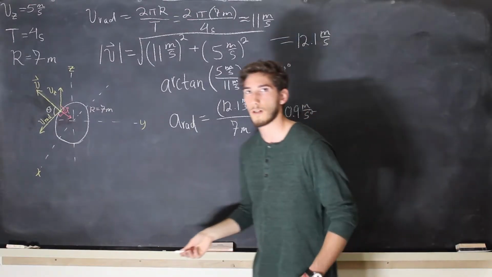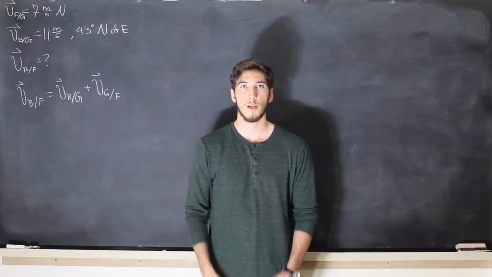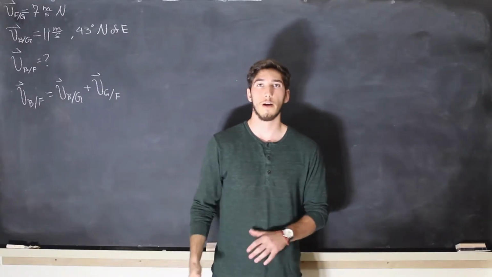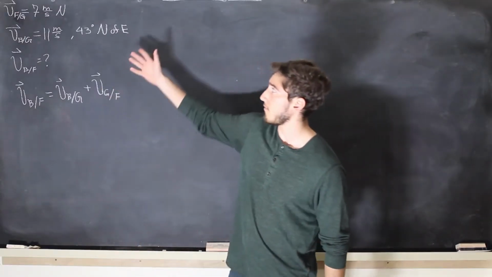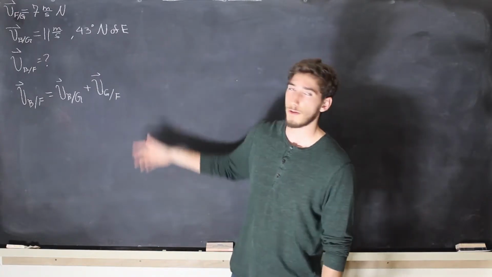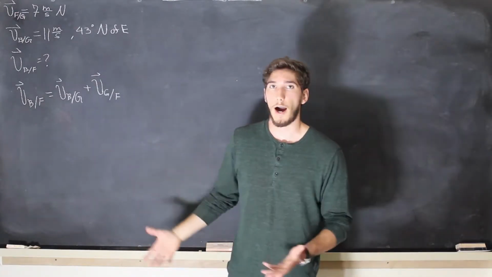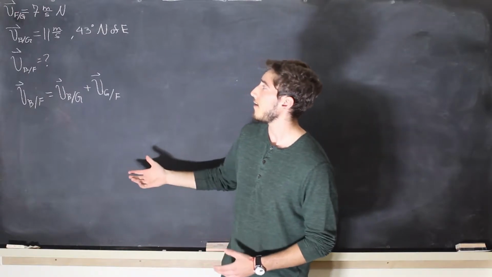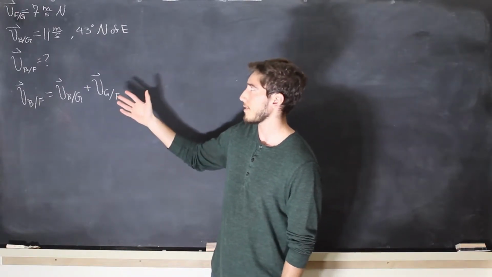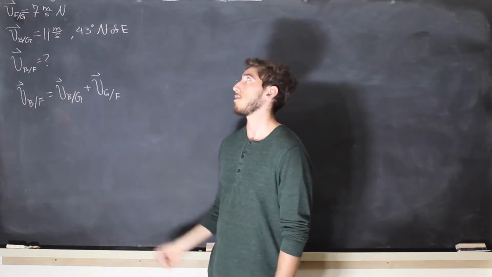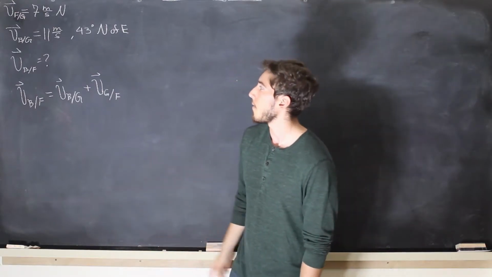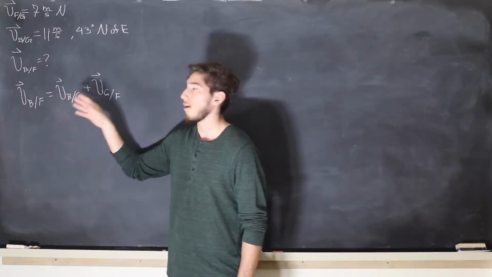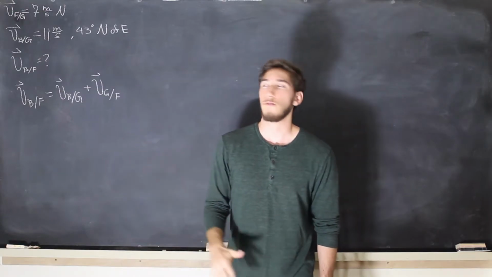Okay, the next problem is going to be a relative velocity problem. Okay, so we're playing soccer with a friend. Our friend is running 7 meters per second north with respect to the ground, and I kick the ball to my friend and I give it a velocity of 11 meters per second at 43 degrees north of east. So we want to solve for the velocity of the ball in the frame of reference of our friend.